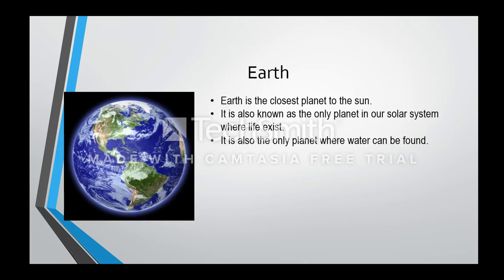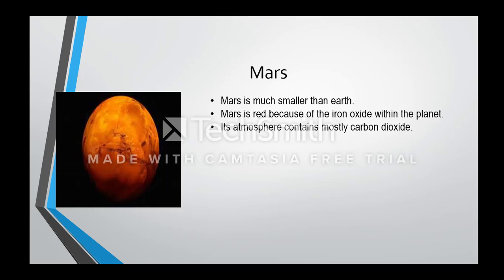Next is Earth, which is where we live. Earth is the closest planet to the sun. It is also known as the only planet in our solar system where life exists. It is also the only planet where water can be found. The next planet is Mars. Mars is much smaller than Earth, very much smaller than Earth. Mars is red because of the iron oxide within the planet. Its atmosphere contains mostly carbon dioxide.